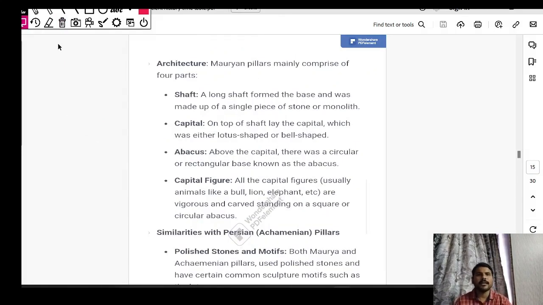So if you look at the architecture, Mauryan pillars mainly comprise of this. Again, a shaft is important. Okay, there is a long shaft. We have already seen it on the first page, and on top of the shaft there is a capital.